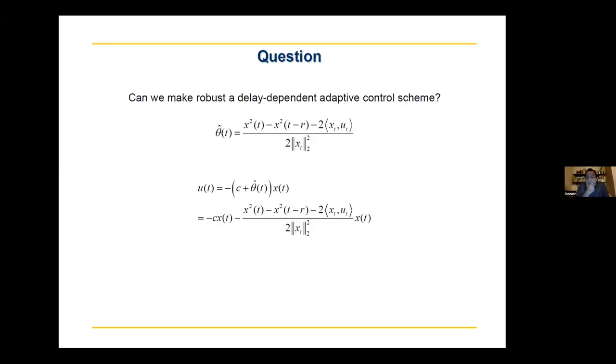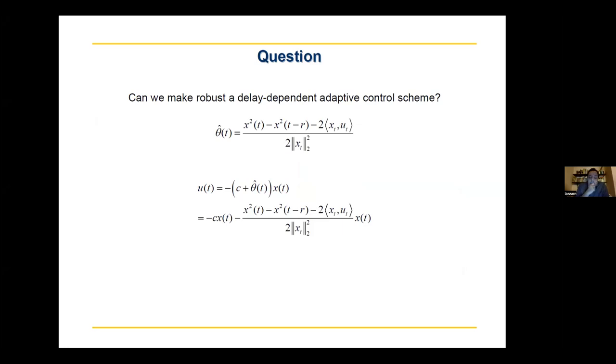Okay, so we started thinking about this problem and we said, okay, can we somehow modify our hybrid delay scheme and robustify the controller and guarantee robustness for the closed loop system? And by robustness, I mean an input-to-state or input-to-output stability property.